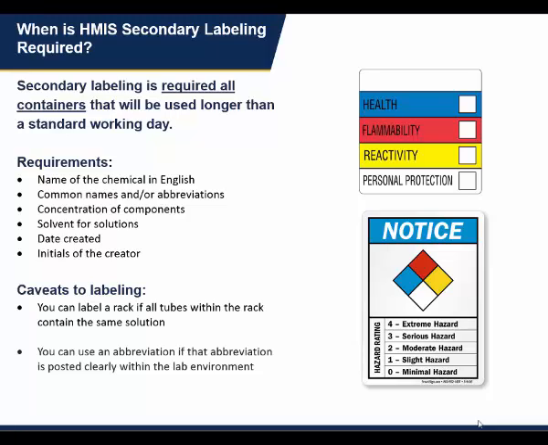A couple of caveats that you can talk about with your PI. If you have a whole rack and all the tubes in that rack contain the same solution, you can label the rack and the potential hazards. Other options would be that if you in the lab use a particular abbreviation, and this abbreviation is posted somewhere within the lab environment, you can use that. But again, keep in mind that hazard ratings are 0, which is minimal hazard, to 4, which is an extreme hazard.